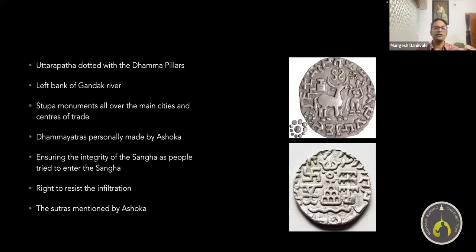And many of these pillars are found on the left bank of the Gandak River. Stupa monuments are all over the main cities and centers of trade. Dhamma Yatras were personally made by Ashoka. Every 5 years, he made the Dhamma Yatras.